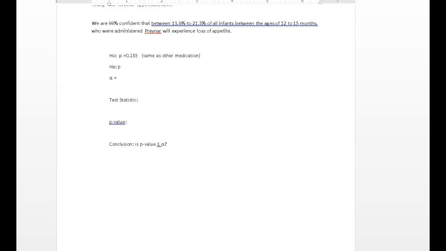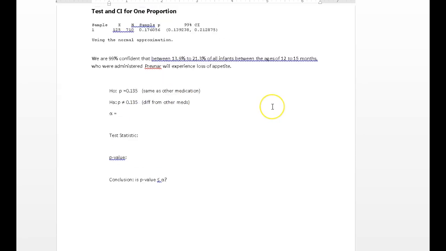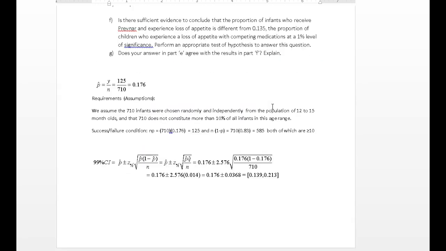And of course, if it's different, I'm not being asked, is it higher, is it lower? I just want to know, is it not equal to 0.135? So this will make it different from other meds of a similar type. Now, we were asked to do what?